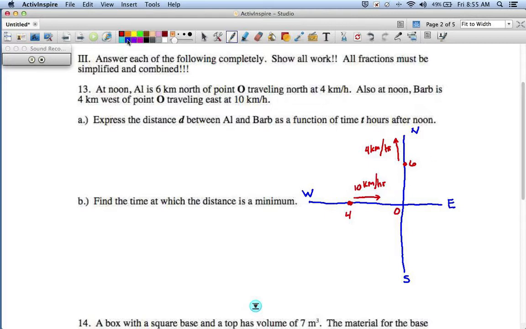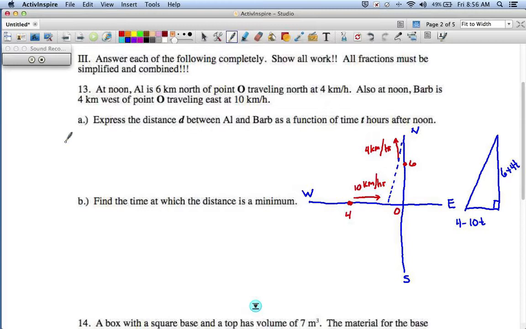Okay, so our triangle, all right, we're trying to find the distance between these two people at any time. So our triangle is going to look like this. And Al is 6 plus 4 kilometers every hour. That's 6 plus 4 times the time. Now Barb is 4, but she's getting closer. She's getting 10 kilometers an hour closer every time. So those are our two sides of our right triangle. We know it's a right triangle because we're talking about the directions, north, east, south, and west.